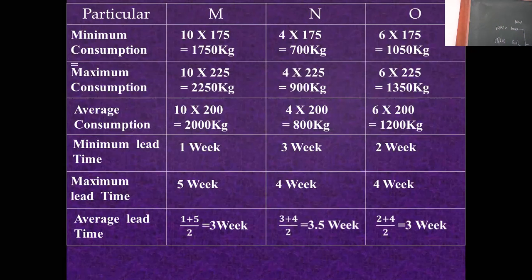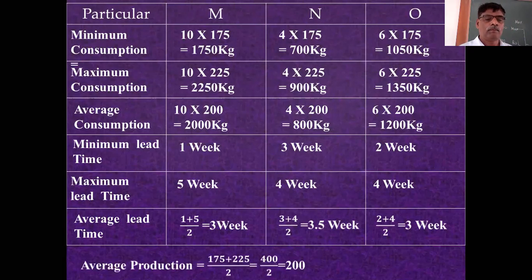Then apply the equation. What do they ask to calculate first? Average consumption, I already calculated here. You can see this. Average production 400 divided by 2 is also given for your reference purpose. This is 200 kg. You see this.